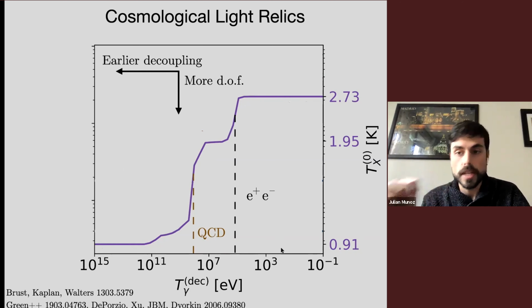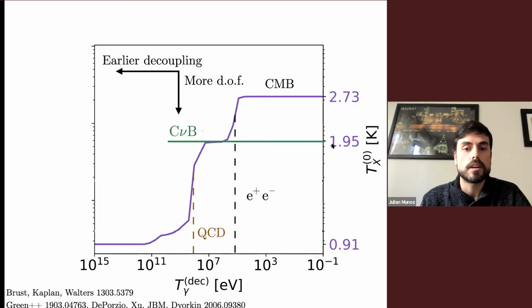So if there's a relic at some point, its temperature today would be from 0.91 Kelvin to 2.7 Kelvin. And again, a great example of these relics are neutrinos. We know that they decouple at about 10 MeV, so the temperature is about 1.95 Kelvin. They live here.